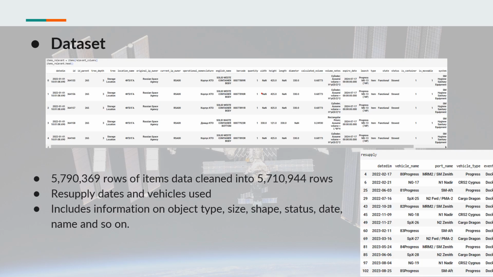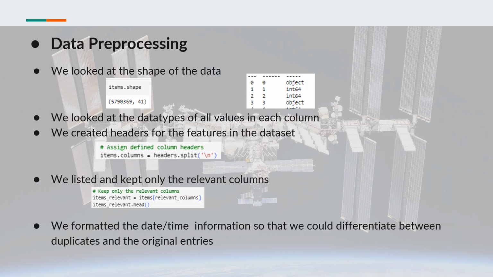So the data set initially had, I believe, 40 or so columns with almost 6 million rows, and so there was a lot of pre-processing required to actually make the CSV usable. What this pre-processing looked like was we first determined the shape of the data frame, and we identified which data types each column's values contained.